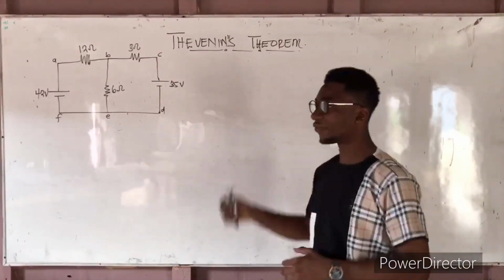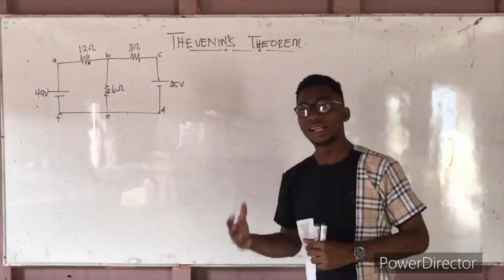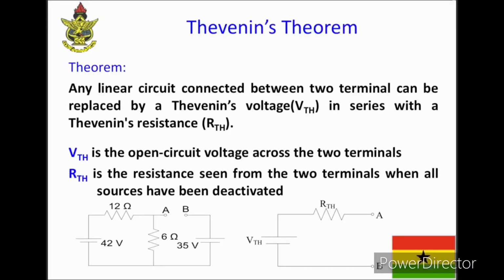Now, what is the difference that Thevenin's theorem will give us? Thevenin gave a theorem, and this is how it goes. Any linear circuit connected between two terminals can be replaced by a Thevenin's voltage in series with a Thevenin's resistance. So in Thevenin, we need a Thevenin's voltage and a Thevenin's resistance.